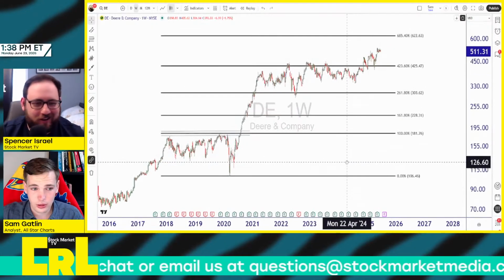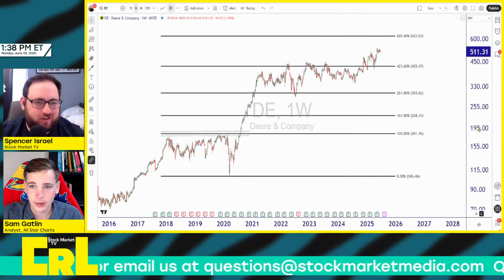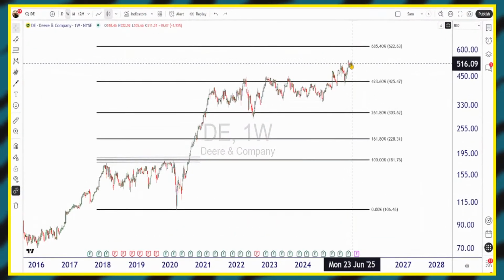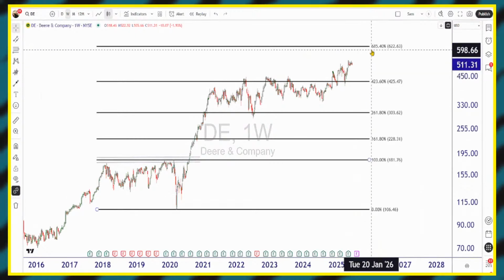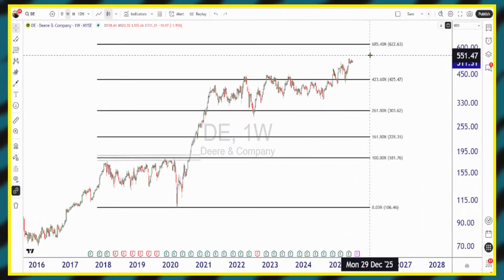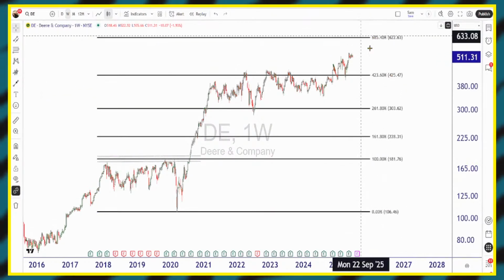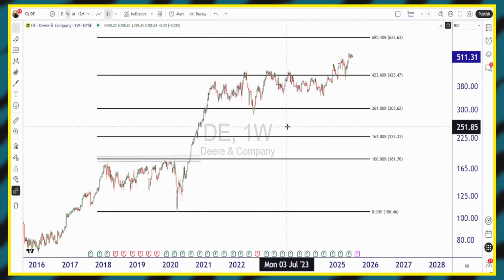It's so true. So this one, you have a nice high and tight coil here on the weekly chart. It's just coiling in the middle of a range. I think this one's likely to resolve higher, and I think it's likely to head towards 622, which is a key Fibonacci extension level. That is what I'm watching on John Deere. This one looks really, really nice.